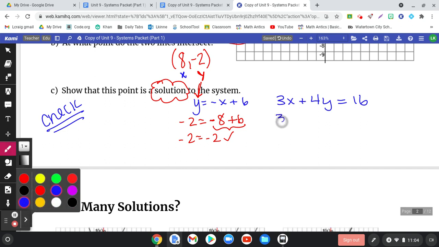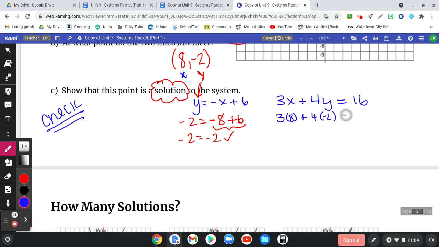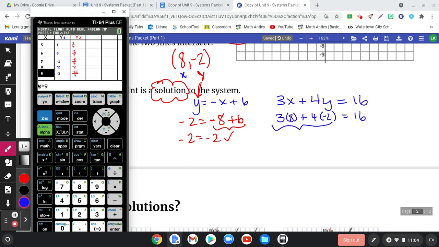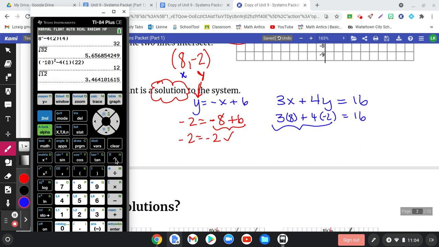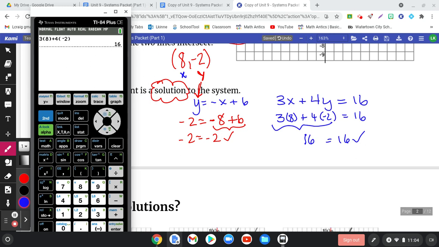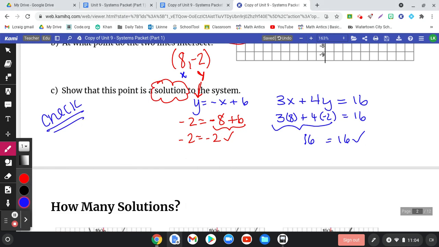All right, so 3 times x we just said was 8. Plus 4 times y, 4 times -2. All right, 24 minus 8 is 16. If you're not sure, type the whole thing in. Second quit will get you back to the main screen. 3 times 8 plus 4 times -2, 16. Since you got 16 on both sides, it checks. So yes, it's a solution. Okay?